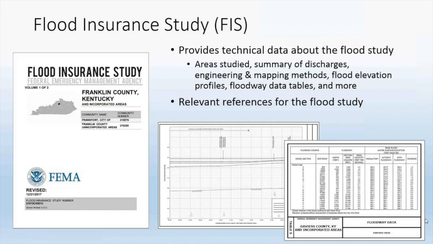The other thing that comes along with the maps is the flood insurance study. This is the background information for why the flood maps look the way they look. The flood insurance study shows you several things, including what areas we studied, a summary of discharges, how much water is flowing through certain points in that study, engineering and mapping methods, how we put them together, flood elevation profiles, data tables, and several other things. They are telling you why the maps look the way they look. There are also additional references for the flood study itself that are provided in the flood insurance study, and they come along with the maps.